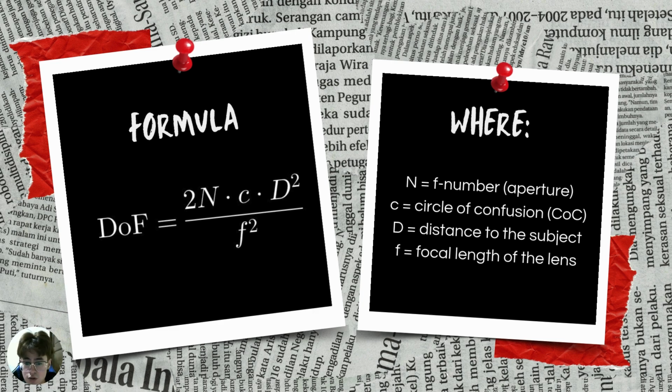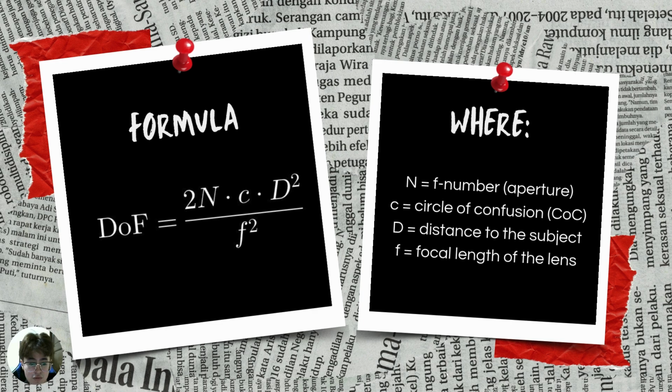Next, we have C, or the circle of confusion. This is a technical term in photography that refers to how small a point of light can be on your camera's sensor and still appear sharp in the final image. And this depends on several factors like the size of your camera sensor, the resolution of your image, and how closely you'll be viewing the final image. In simpler terms, it defines the threshold between what appears sharp and what appears blurry in your image.